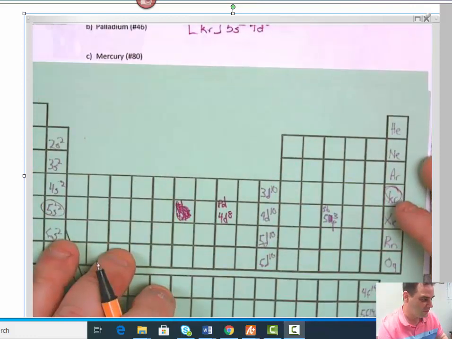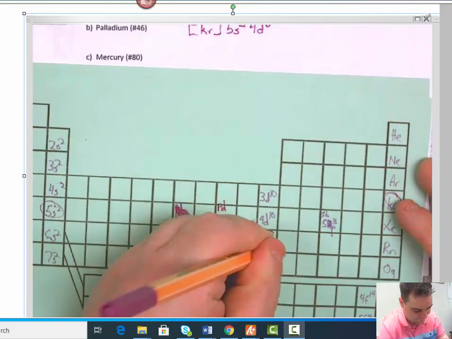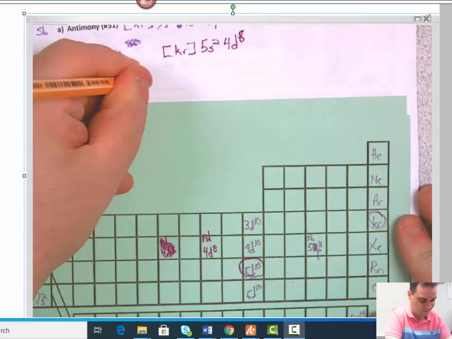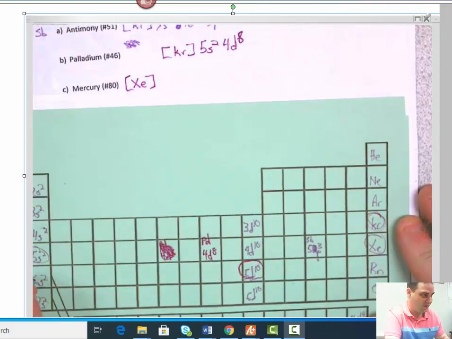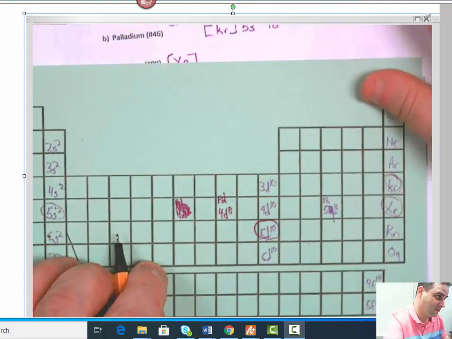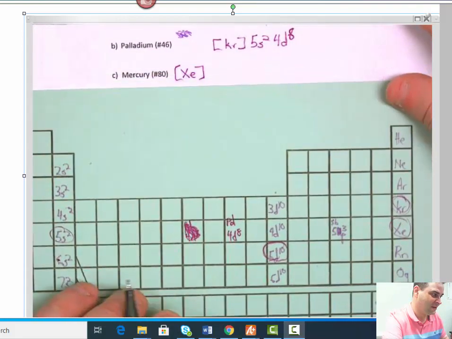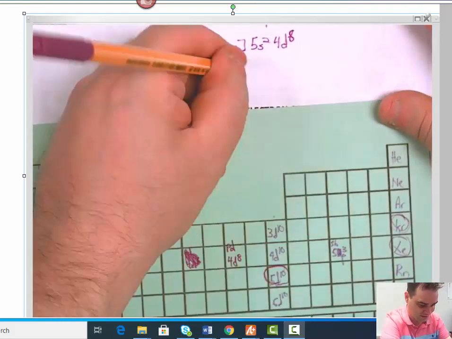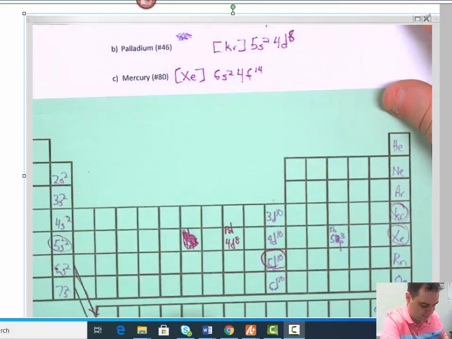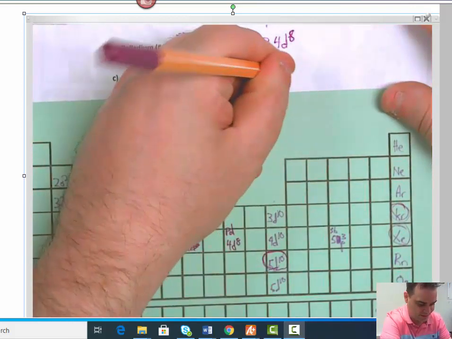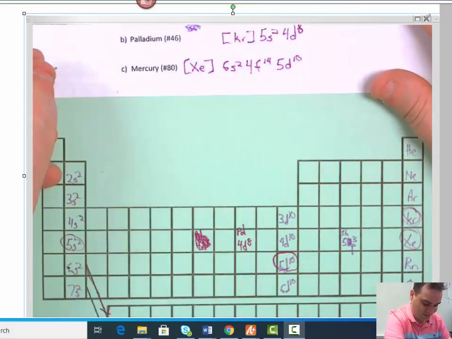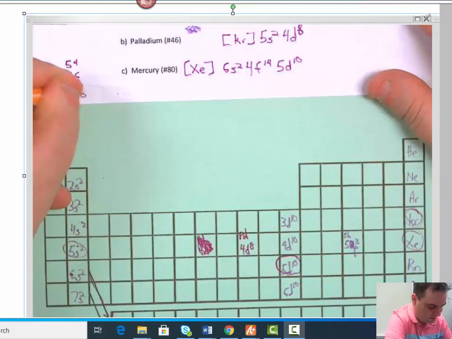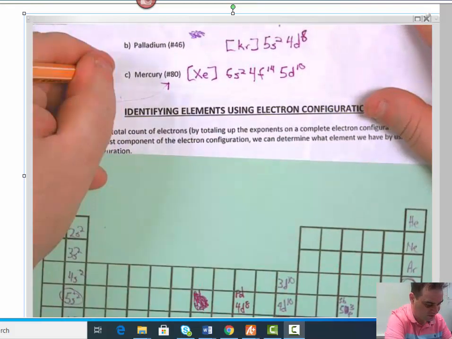Mercury. Mercury is number 80. Mercury is right here. Okay. So for Mercury here, we have to go back to the noble gas before it, which is xenon. Put that in brackets. Then you continue on. 6s2. As I try to do this on the paper and let you see it at the same time. Yeah, it's kind of hard. 6s2. Then you have to go down, remember, from the 6s2 over to the 4f14. And then you go back up to the 5d10. Because xenon is number 54. 56, 70, 80. That adds up to the 80 that we are looking for. Mercury, which is Hg.